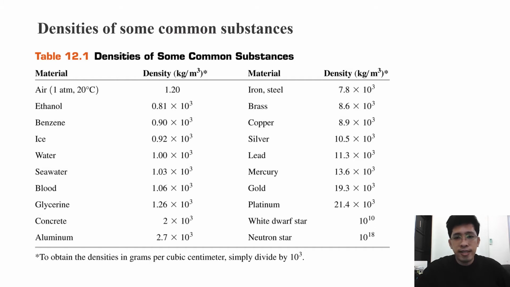of these substances. Gold, on the other hand, has a density of 19.3 times 10 to the third kilograms per cubic meter. And if you're going to compare this one with the density of a neutron star, the density of a neutron star is around 10 to the 18th kilogram per m cube.